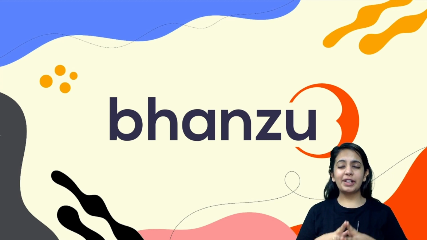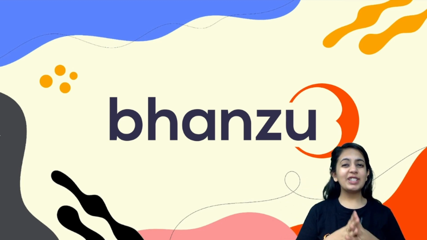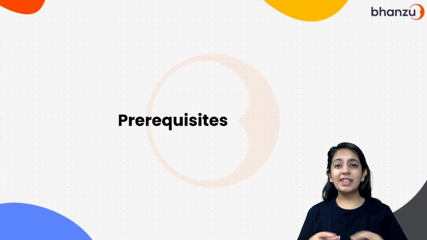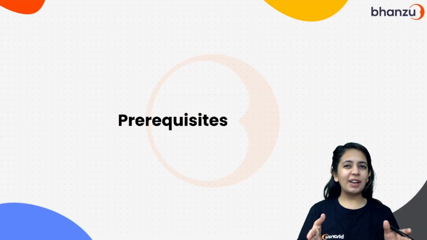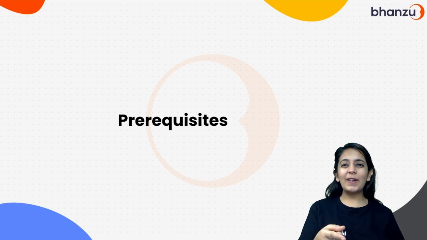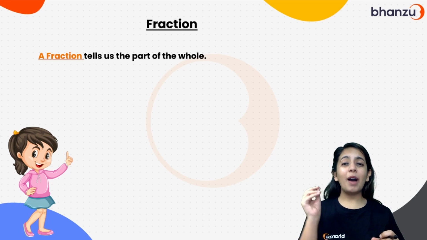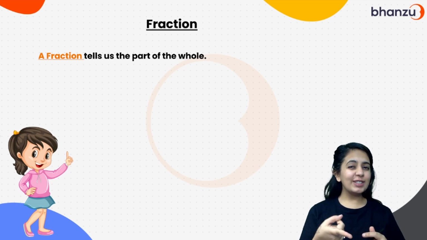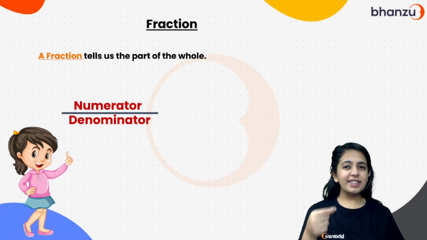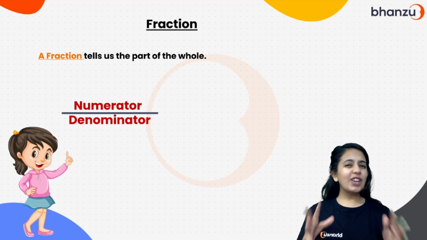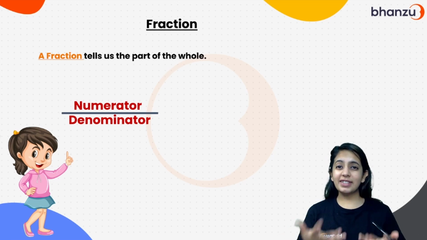Before moving forward, let's quickly recall whatever we have learned in the last class. Do you remember? We came across a few numbers whose value is somewhere between 0 and 1. And what are those numbers called? Those are called fractions. A fraction tells us the part of the whole. And do you also remember? Every fraction is composed of numerator and the denominator. Just curious to know if you also remember what does numerator and denominator tell us?